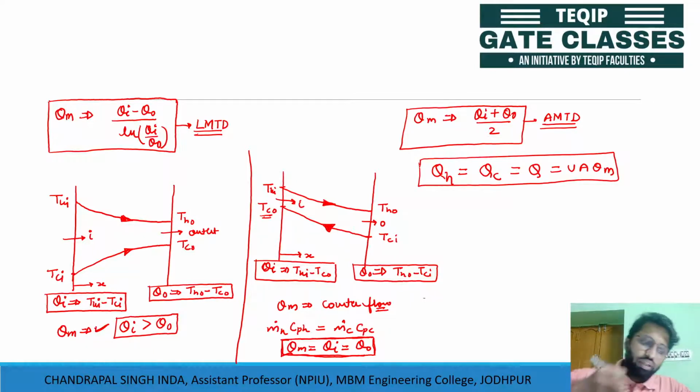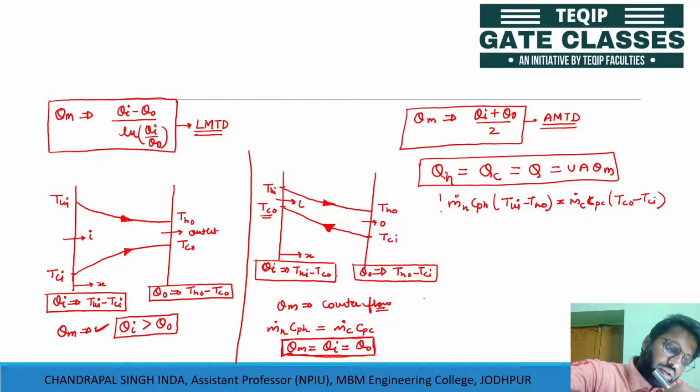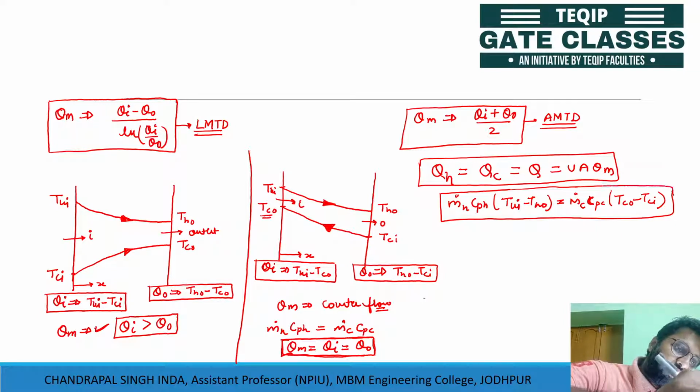So the heat loss by the hot fluid is equal to the mass flow rate of the hot fluid into Cph and the temperature difference of the hot fluid, that is T hot inlet minus T hot outlet, is equal to the mass flow rate of the cold fluid, specific heat of the cold fluid, into the temperature difference of the cold fluid. So that is what we have studied in the previous class. So based on this, we will solve a few numericals, then we will start today's topic.